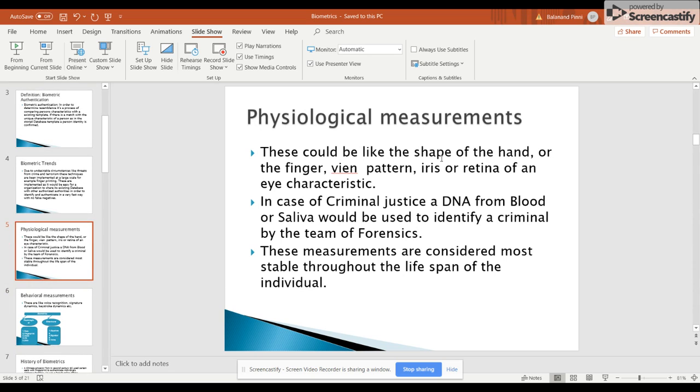Now look at what physiological measurements we are talking about. It could be the shape of a hand, or a finger, or a vein, or a pattern in the vein, or the iris or retina, for example, or other eye characteristics. In criminal justice, DNA from blood or saliva could be used by a team of forensics to identify a criminal. This is considered more stable through the lifespan of the individual.